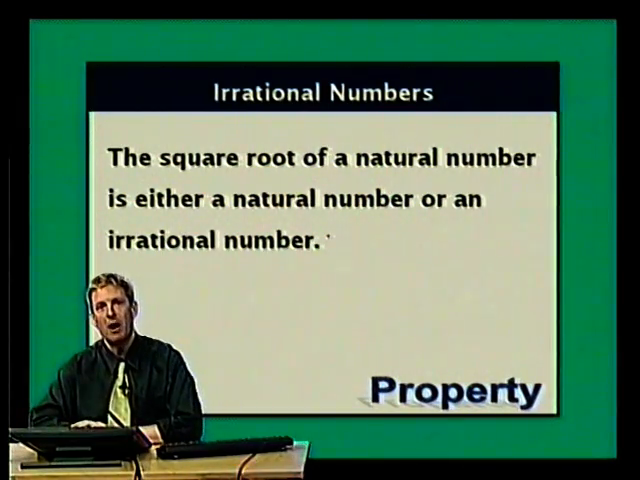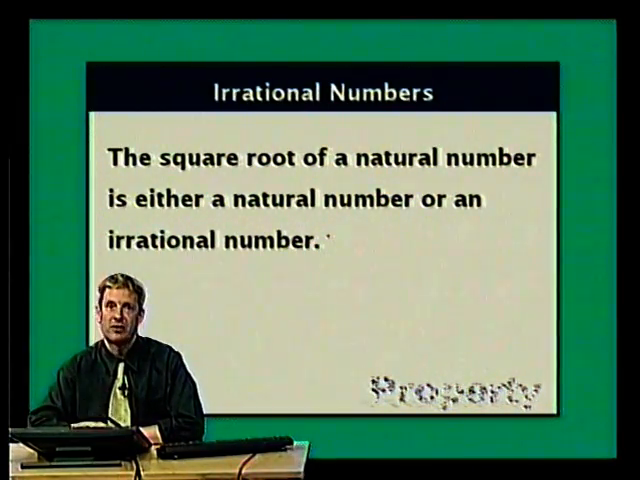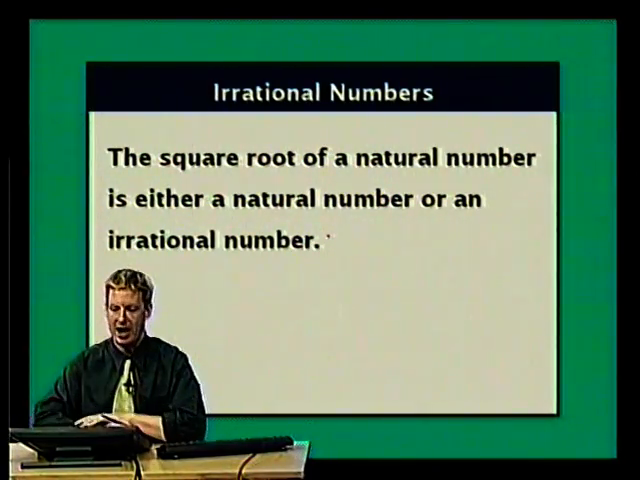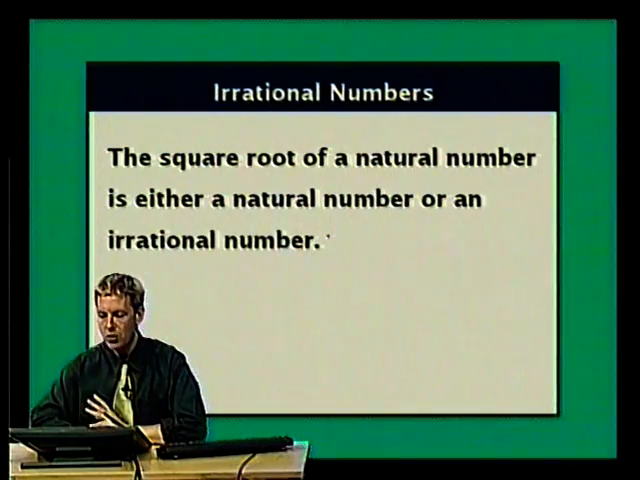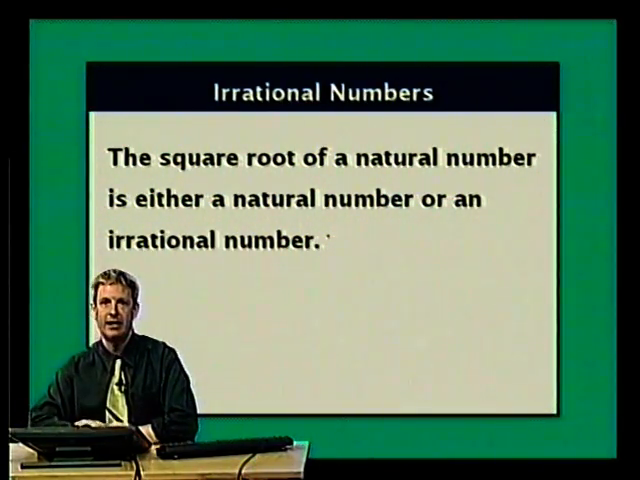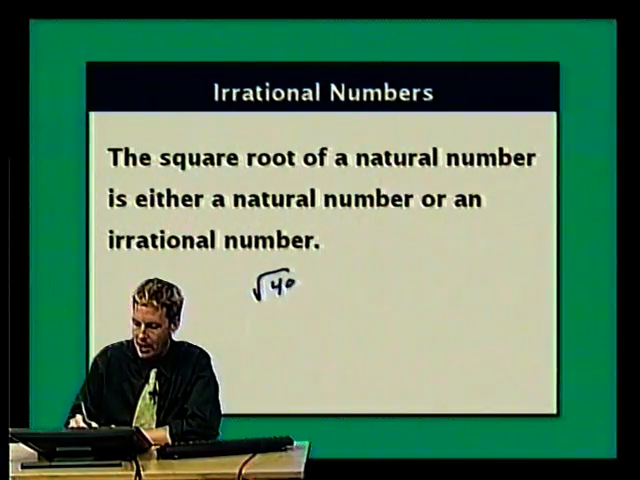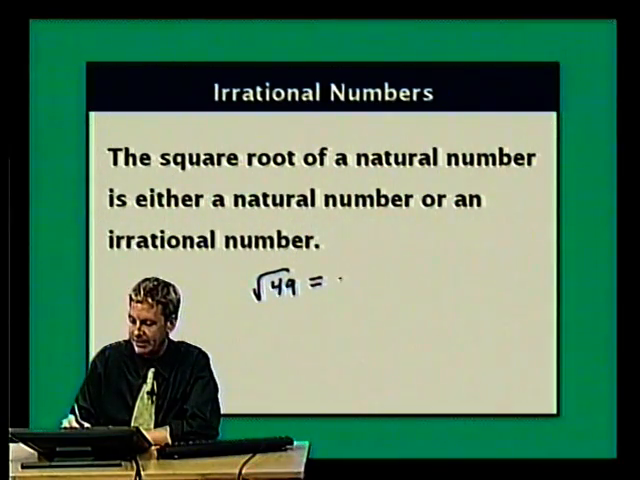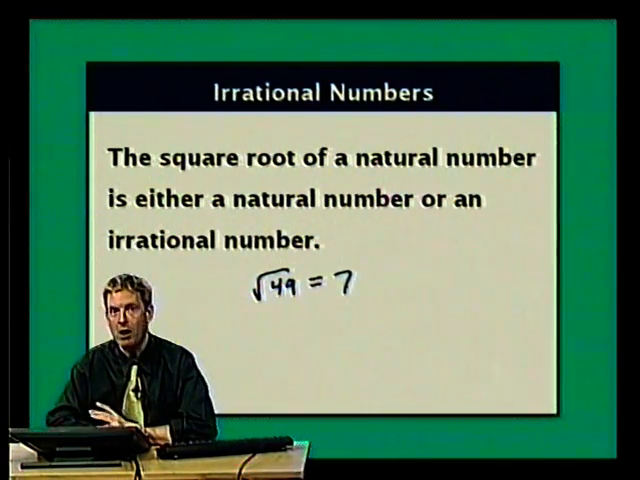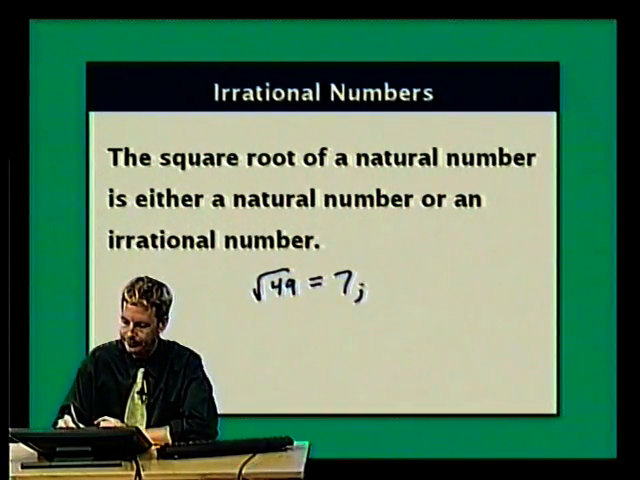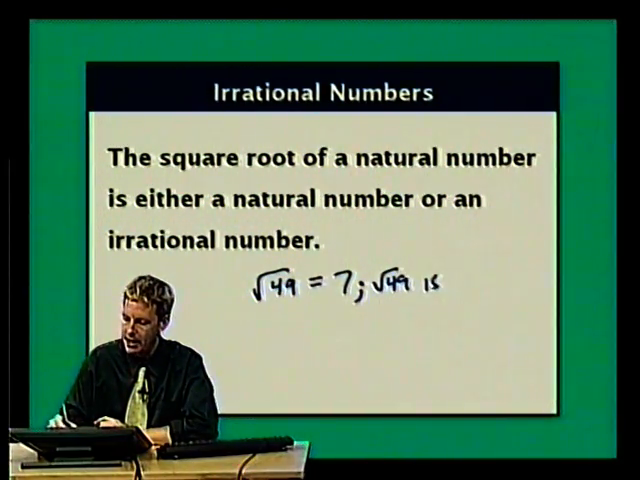So here are some things you ought to remember about types of irrational numbers. This is not an exhaustive list. This is just some irrational numbers. The square root of a natural number is either a natural number or it's an irrational number. For example, the square root of 49: we know if we take positive 7 and we square it, we get 49. So the square root of 49 is a natural number.